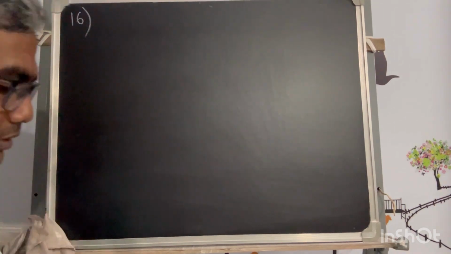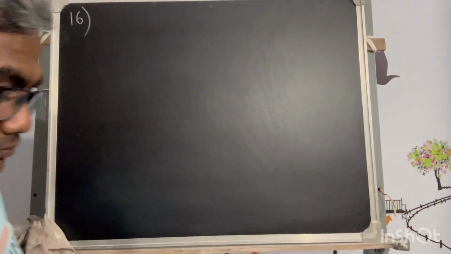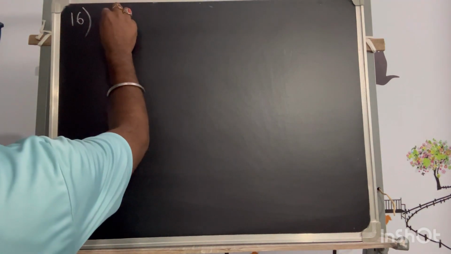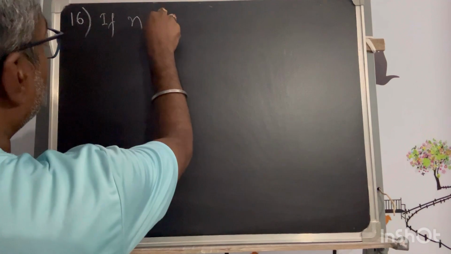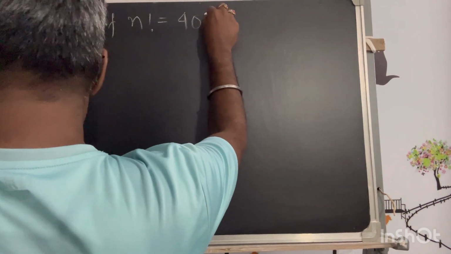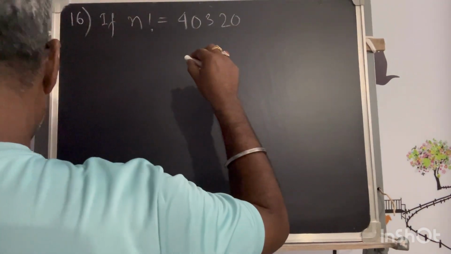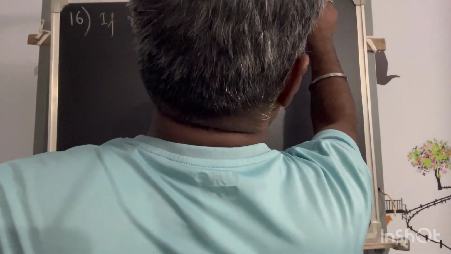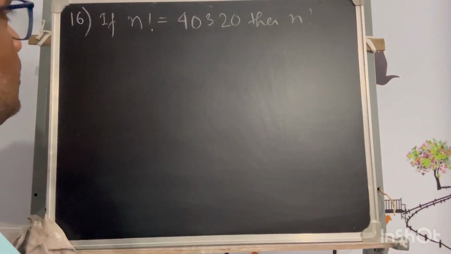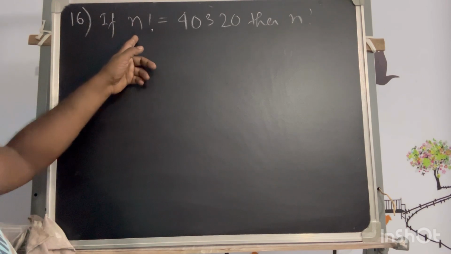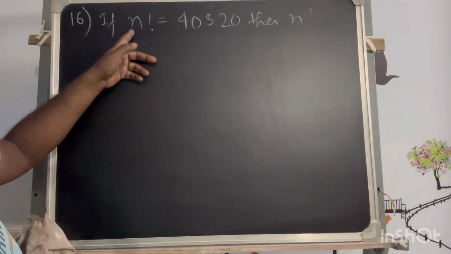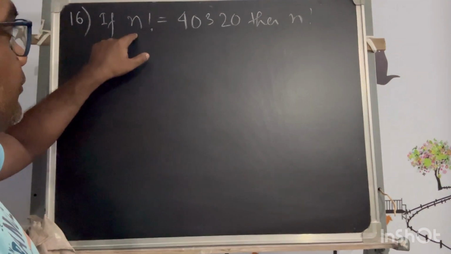Let's come to number 16. If n factorial is given as 40320, then what is n? Now this is the challenge, because this side is your factorial. That means this is a product of all the natural numbers starting from n to 1.